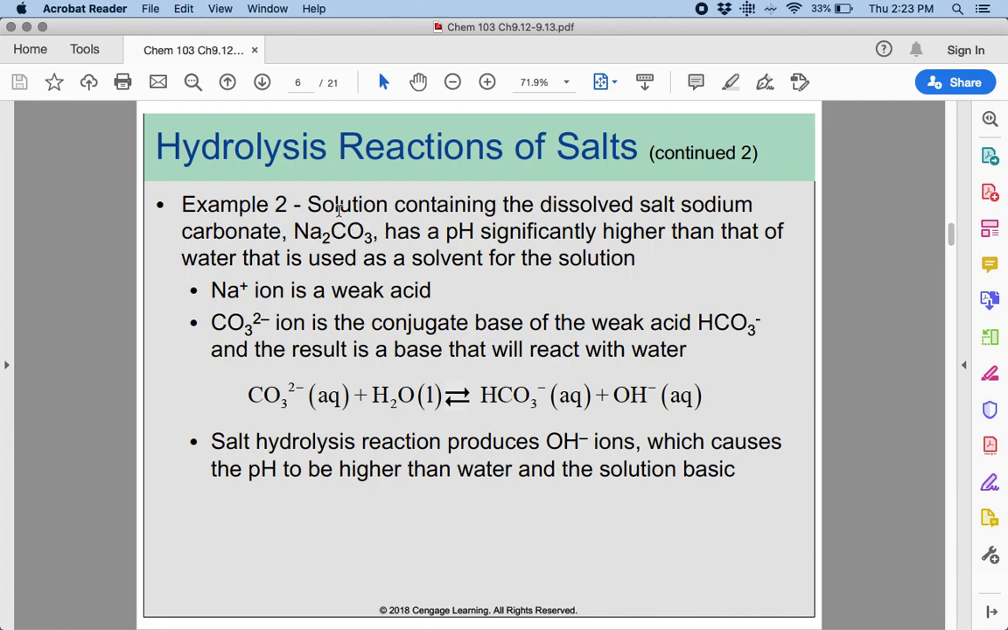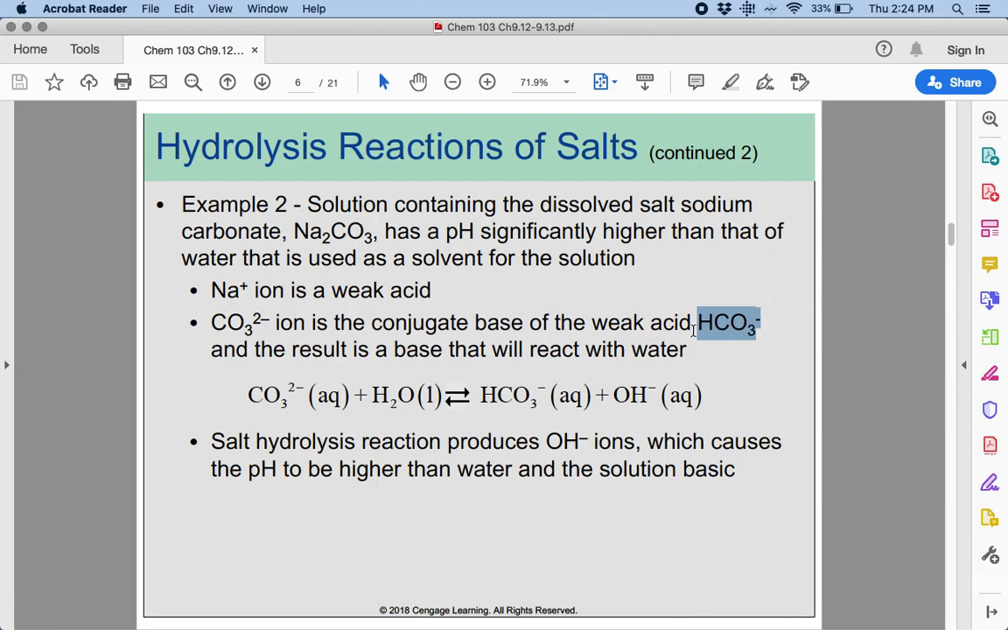Let's look at an example, a solution where we use the salt sodium carbonate. So now we have this salt. The pH of this solution is drastically higher than that of the water used for the solution. So we make a very basic solution when we dissociate this salt in water. So let's think about this. Na+ we know comes from things like NaOH, which would be a strong base, which means Na+ is a weak acid. So we have a weak acid in our solution. But then let's look at the CO3 2-. This is the conjugate base of a weak acid, HCO3-.